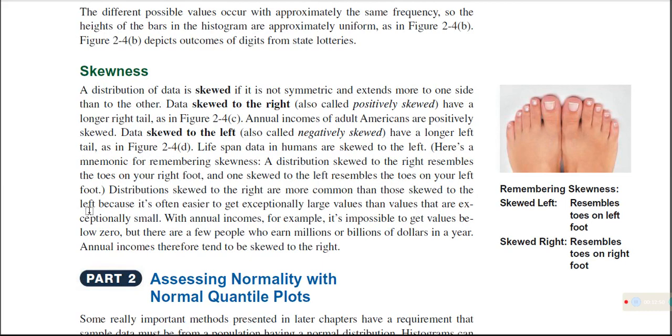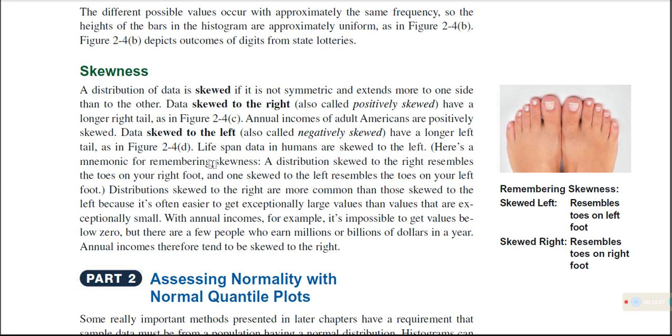Skewness. Ayan. So, the distribution of data is skewed if it is not symmetric. So, yung isang side, nandun yung peak, tapos sa kabilang side naman, nandun yung longer tail. Also called positively skewed, pag skewed to the right, ang longer tail ay nasa kanan at ang peak ay nasa kaliwa. Have a longer right tail. Annual incomes of adult Americans are positively skewed. So data skewed to the left, also called negatively skewed, have a longer left tail. So lifespan data in humans are skewed to the left.